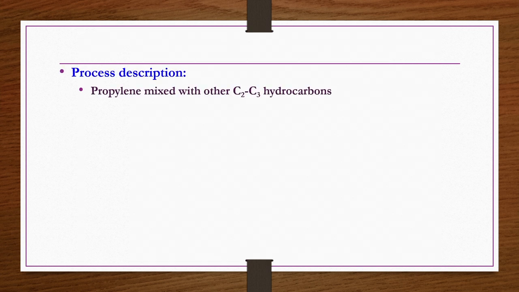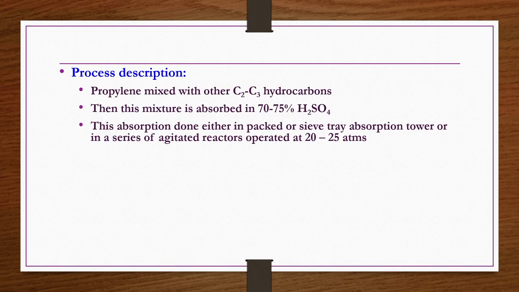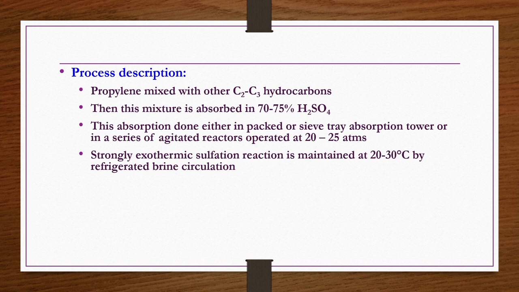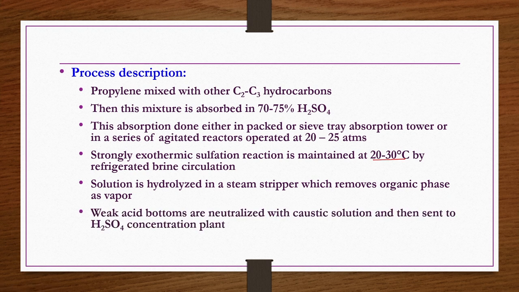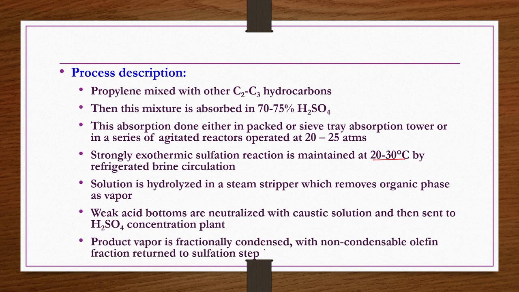Process description. Propylene mixed with other C2, C3 hydrocarbons, this mixture is absorbed in 70% to 75% H2SO4. This absorption is done either in a packed or sieve tray absorption tower or in a series of agitated reactors operated at 20 to 25 atmospheres. The strongly exothermic sulfation reaction is maintained at 20 to 30 degree centigrade by refrigerated brine circulation. The solution is hydrolyzed in a steam stripper which removes the organic phase as vapor. Weak acid bottoms are neutralized with caustic solution and then sent to the H2SO4 concentration plant. Product vapor is fractionally condensed with the non-condensable olefin fraction returned to the sulfation step.